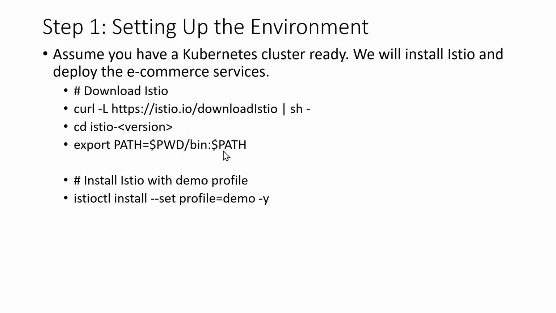So, setting up the environment. Assume you have a Kubernetes cluster ready. We will install Istio. So you have everything ready, like you have already installed Kubernetes, which is running well, and you just need to install Istio and deploy your microservices. Okay, next, how do you install? Initially we need to download Istio, set the path, and use Istio with the demo profile.